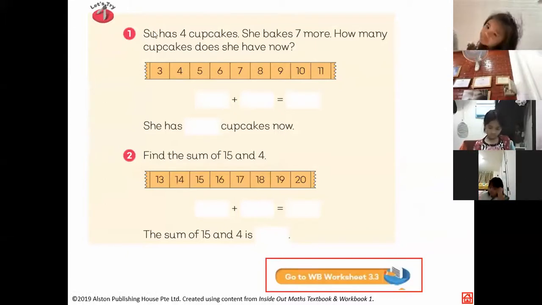Number 1, Sue has 4 cupcakes. She bakes 7 more. How many cupcakes does she have now? Teacher Jip, can you translate this problem in Thai?